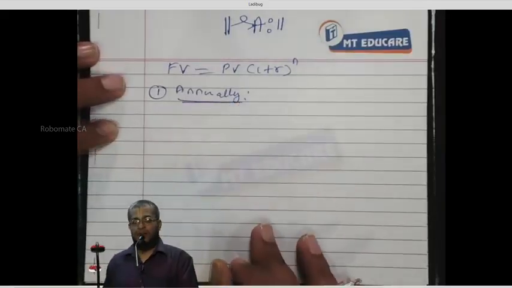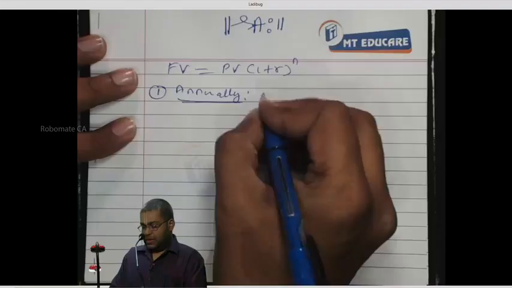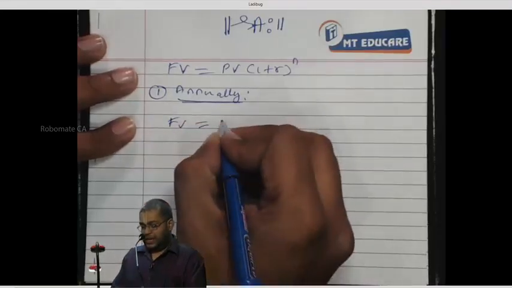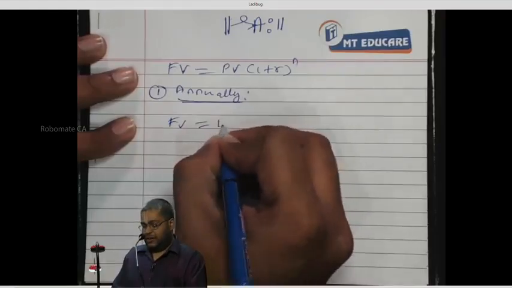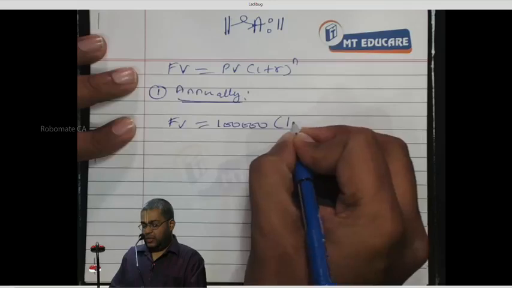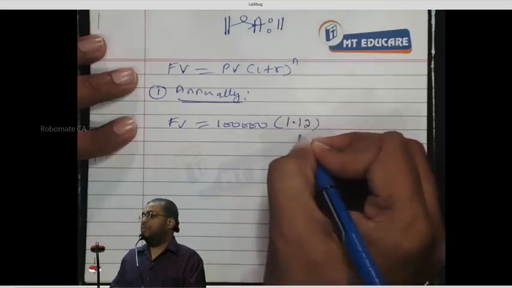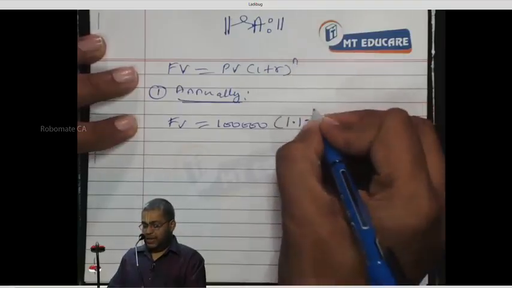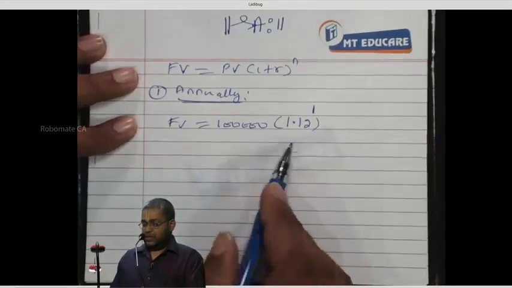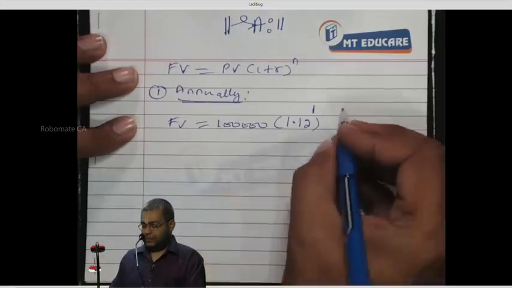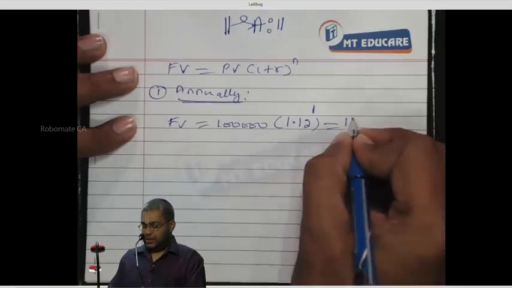First is annually. Now, tell me, future value is equal to how much I deposited today? 1 lakh. And what is the interest rate? 1.12, that is 12%, so 1 lakh into 1.12 power N. N is how many years? 1 year. So N is 1 year. 1 lakh into 1.12 power 1. How much did I get?